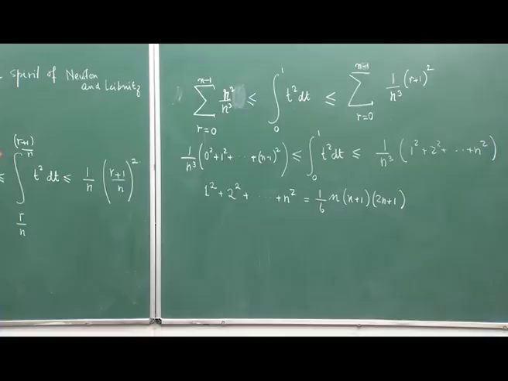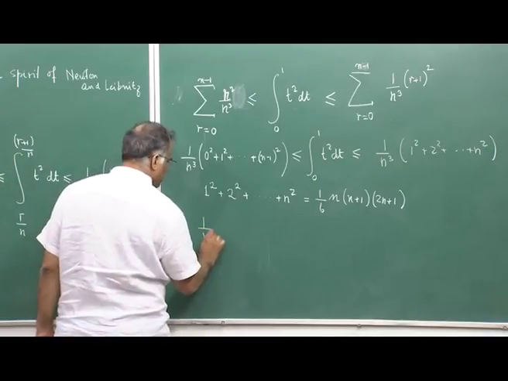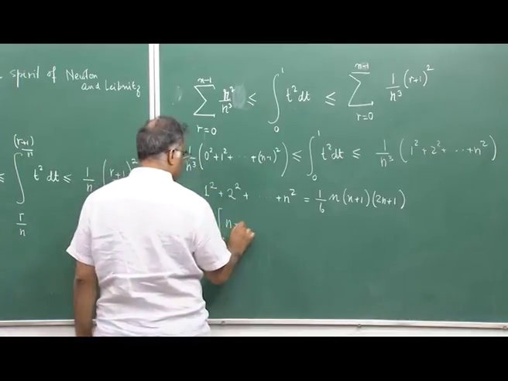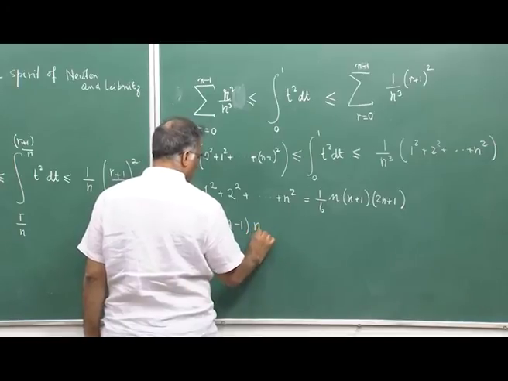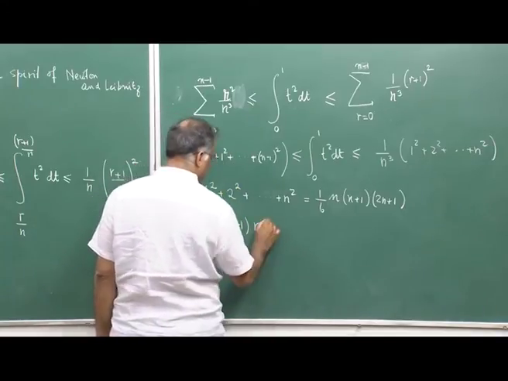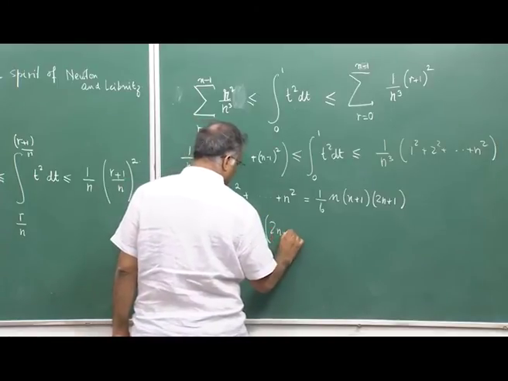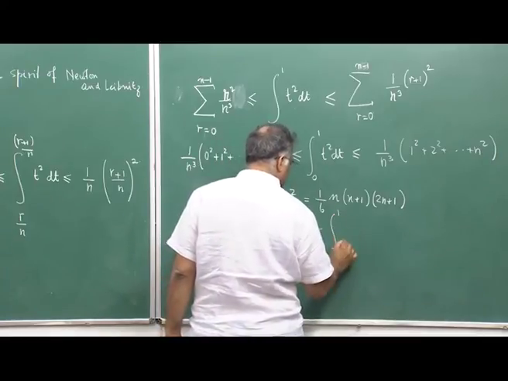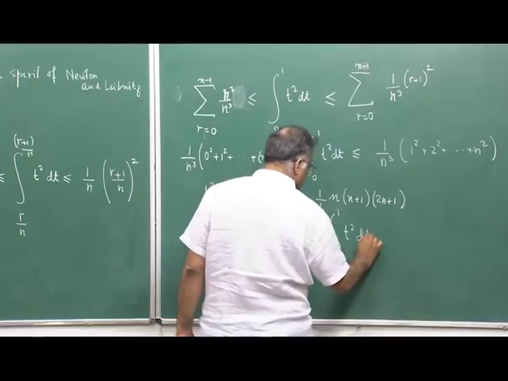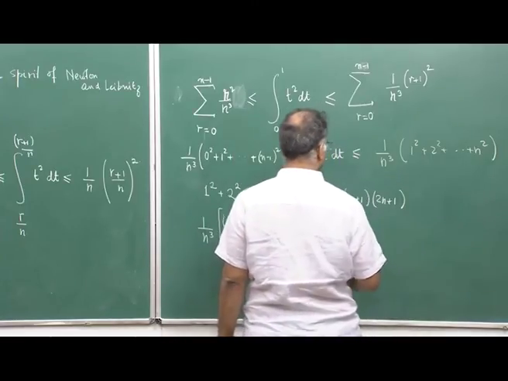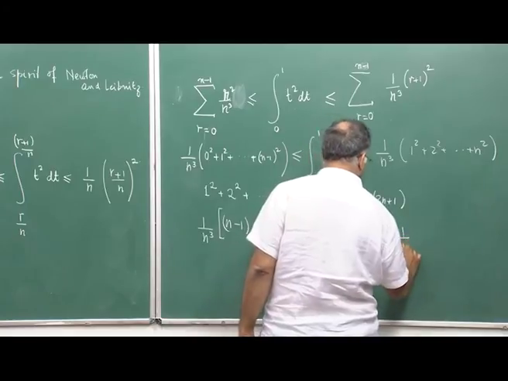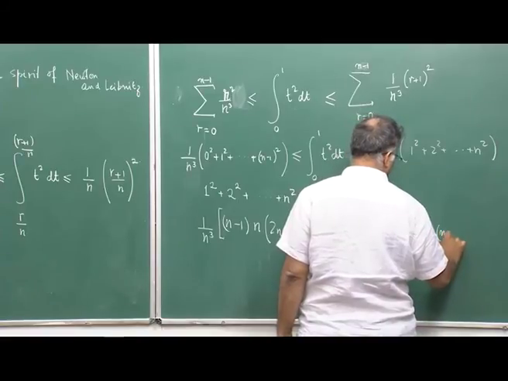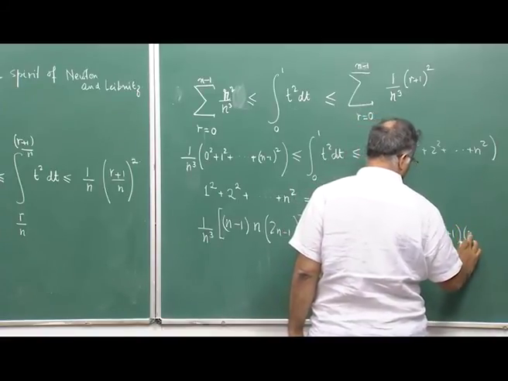So here if I write it down, it will become 1/n cube into, I am writing for the left part, n minus 1 into n and 2n minus 1, and this is less than the integral, which is less than 1 by n cube into n into (n plus 1) into (2n plus 1), all divided by 6.